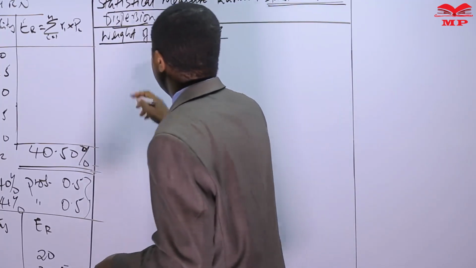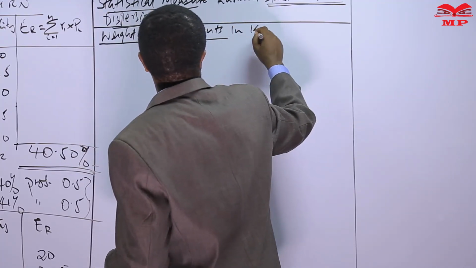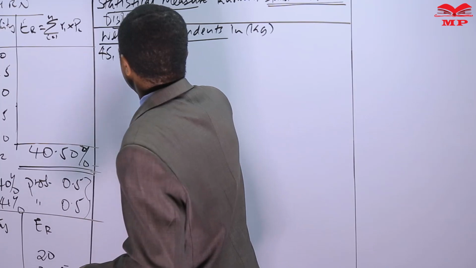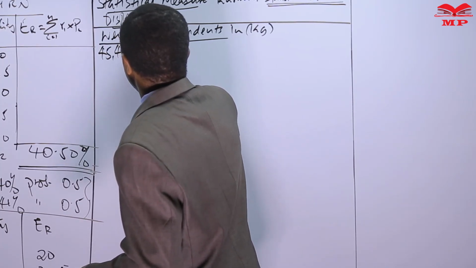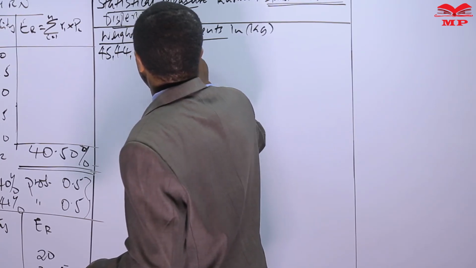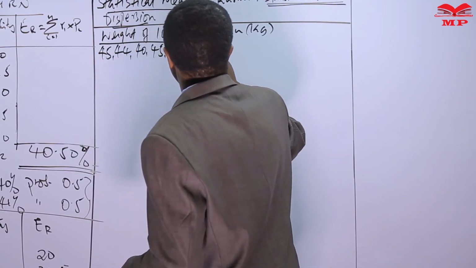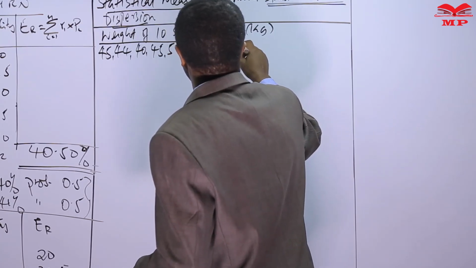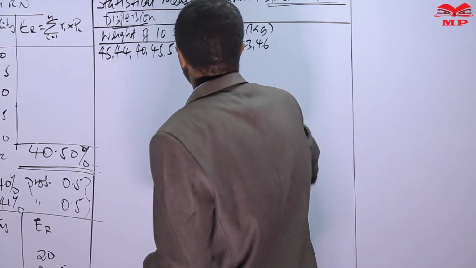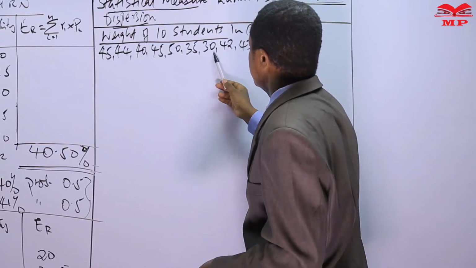Assuming we have 10 students, the first student measuring weight of 45 kilograms. This is in kilograms: 45 kilograms, 44 kilograms, 40 kilograms, 45 kilograms, 50 kilograms, 35 kilograms, 30 kilograms, 42 kilograms, 43 kilograms, 46 kilograms. 10 students. 1, 2, 3, 4, 5, 6, 7, 8, 9, 10.